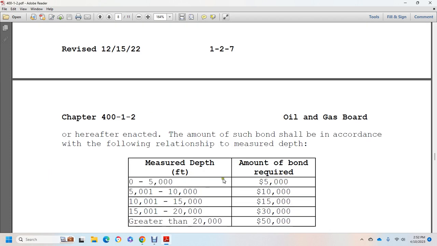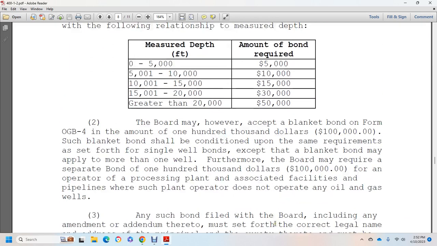The measured depth: 0 to 5,000 feet, 5,000 to 10,000 feet, 10,001 to 15,000 feet, 15,001 to 20,000 feet, $30,000; greater than 20,000 feet, $50,000.